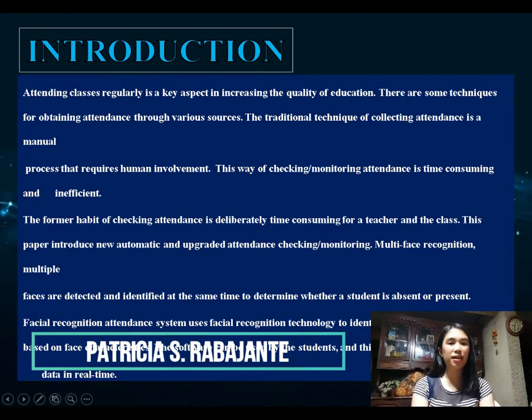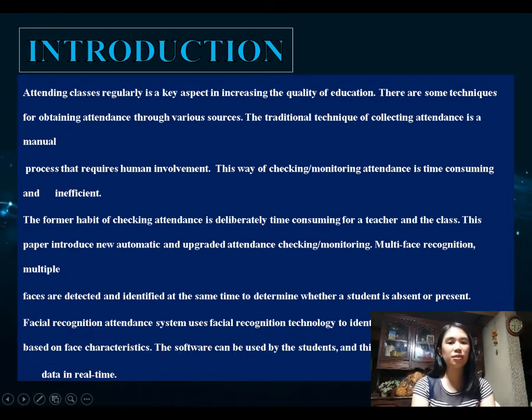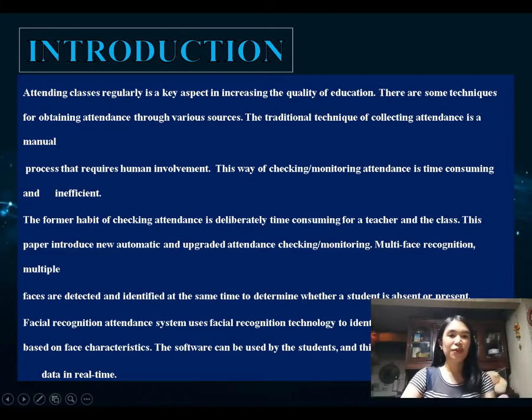Everyone, I'm Patricia Rabahante from Group 8 and I'm here to discuss the introduction of this study entitled Multi-Phase Recognition Student Attendance Monitoring with Decision Support System. The former habit of checking attendance is time-consuming. That's why researchers came up with this study, which introduces a new automatic and upgraded attendance checking and monitoring using a multi-phase recognition system. Faces of the students are detected and recognized based on their face characteristics.